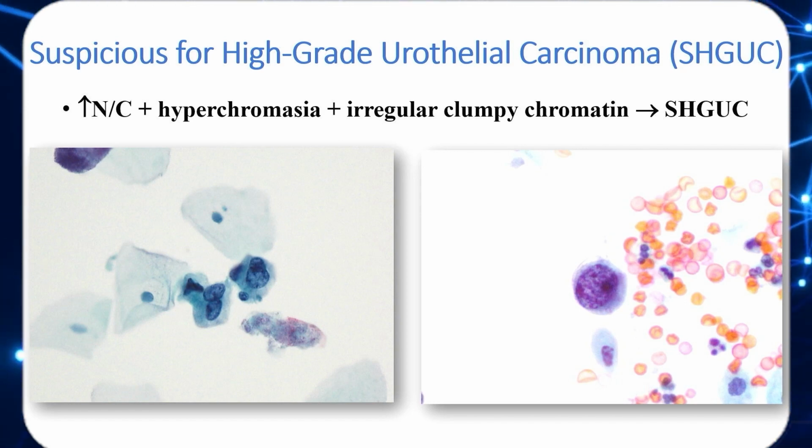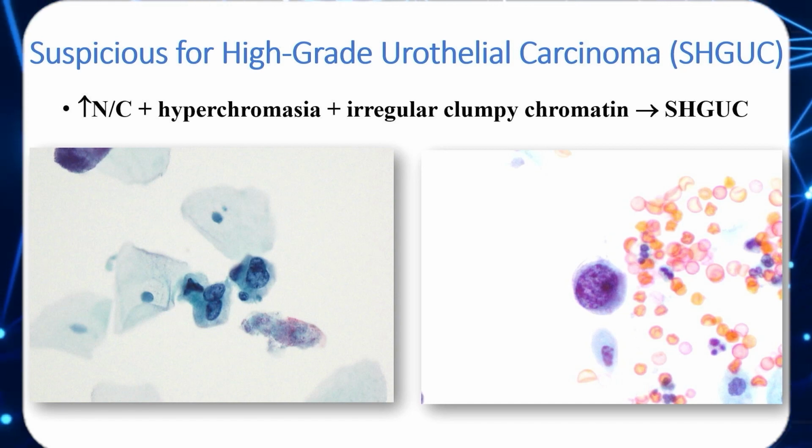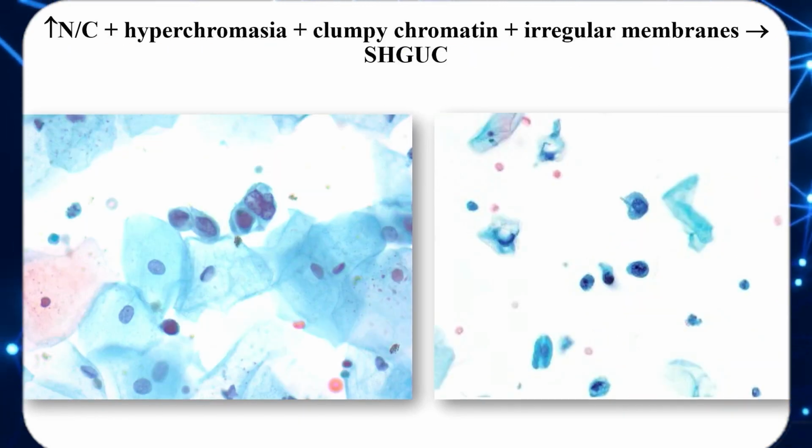coarse chromatin, irregular membranes. And this is actually a fairly classic example, a single isolated cell here in a background of blood, which is indicative of hematuria. Look at that NC ratio and look at that chromatin, very coarse, really rough appearing. And then basically the nuclear membrane will really make you complete your call for giving it a suspicious for high-grade urothelial carcinoma call.